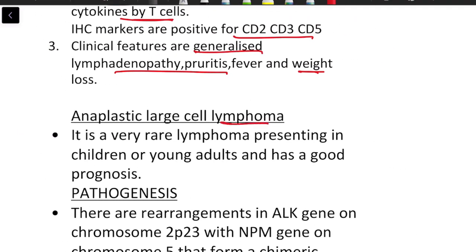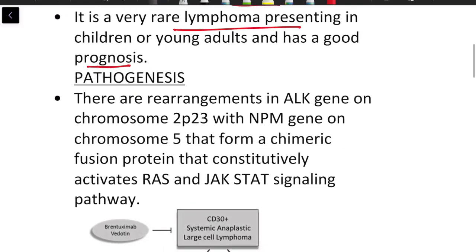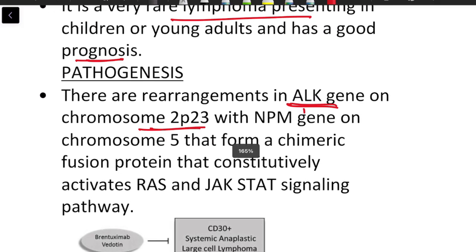Now let's talk about anaplastic large cell lymphoma, which is a type of T cell lymphoma. Now it is a very rare lymphoma presenting in children or young adults and has a good prognosis. Also, if I talk about the pathogenesis, then there is rearrangement in the ALK gene, which is present on chromosome 2p23.